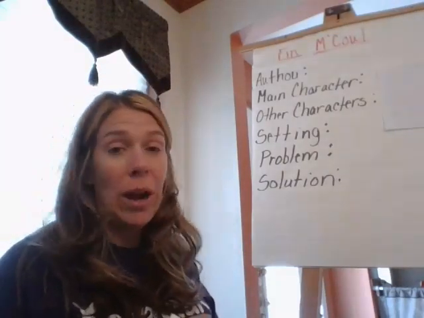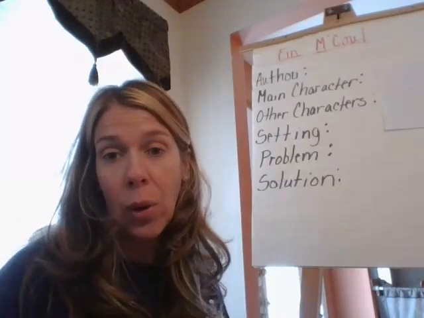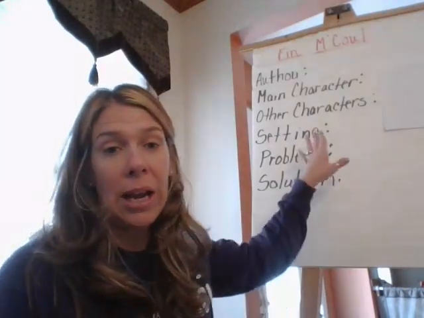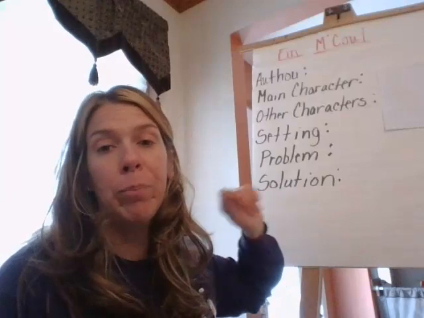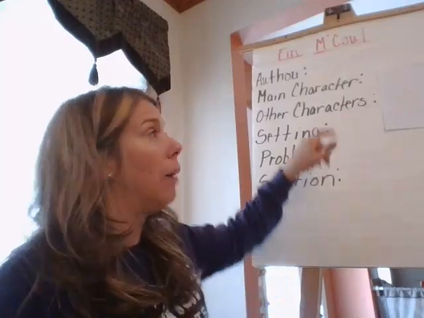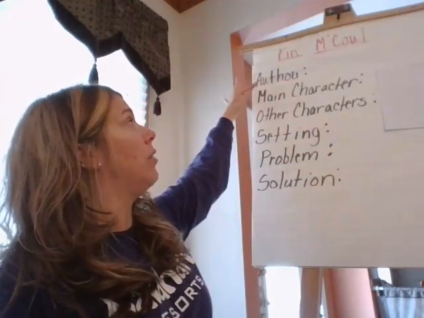So, when you're done with this, if you would like to do a story map on your own, you can copy this down on a piece of paper or on a dry erase board. Just remember, you want to start with your title and the author.